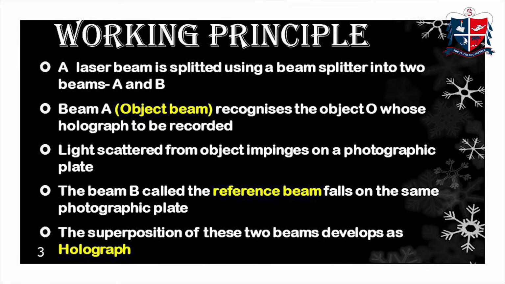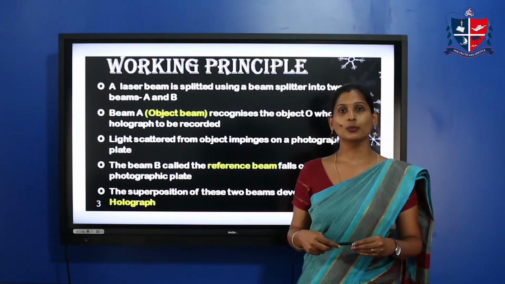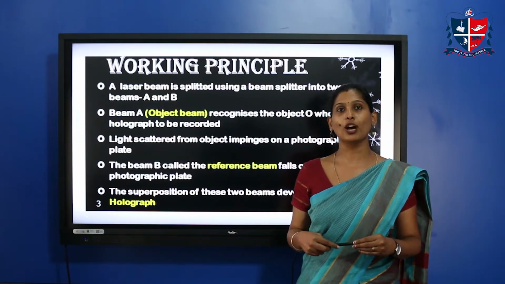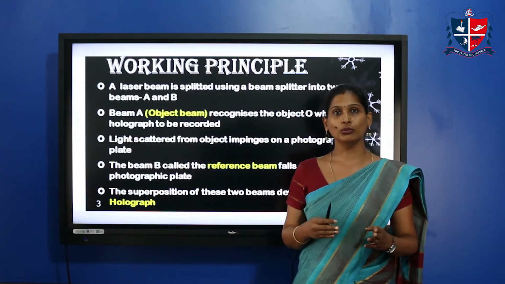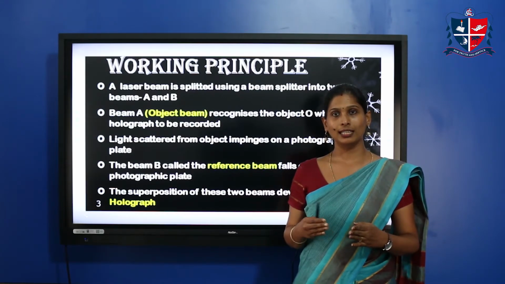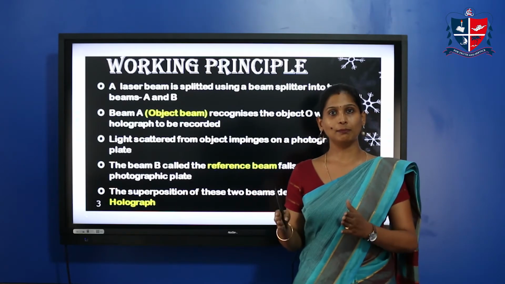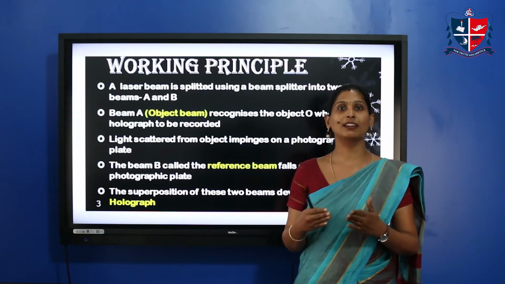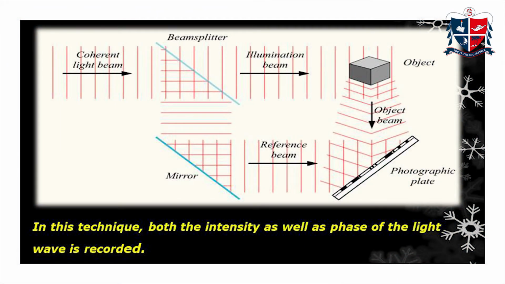The working principle. As I already told, holography is a technique based on the principle of interference. Here, a laser beam is split into two with the use of a beam splitter. Let them be termed A and B. These two beams, beam A and beam B, are superimposed to develop a photographic hologram. So, let's discuss it in detail.